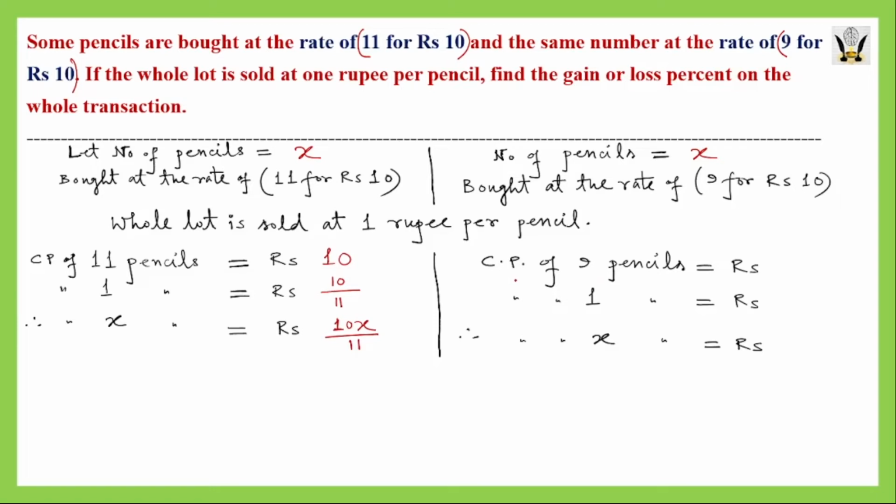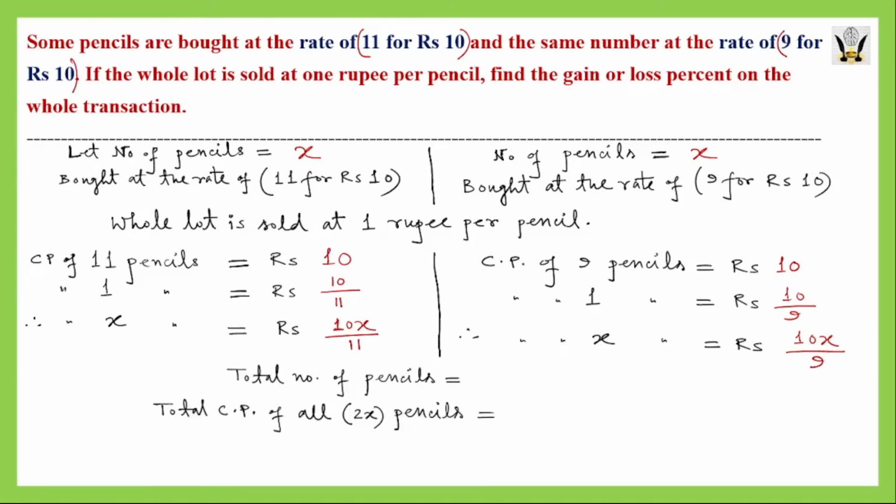And for the same number of pencils, if they are separately bought at the rate of 9 for rupees 10, that means the cost price of 9 pencils will be rupees 10 in that case, and then the cost price of one pencil will be 10 divided by 9, and the cost price of X pencils, the same number, will be 10x divided by 9. So these are the separate cost prices of those two lots, where we have the same number of pencils but the rate of purchasing is different.